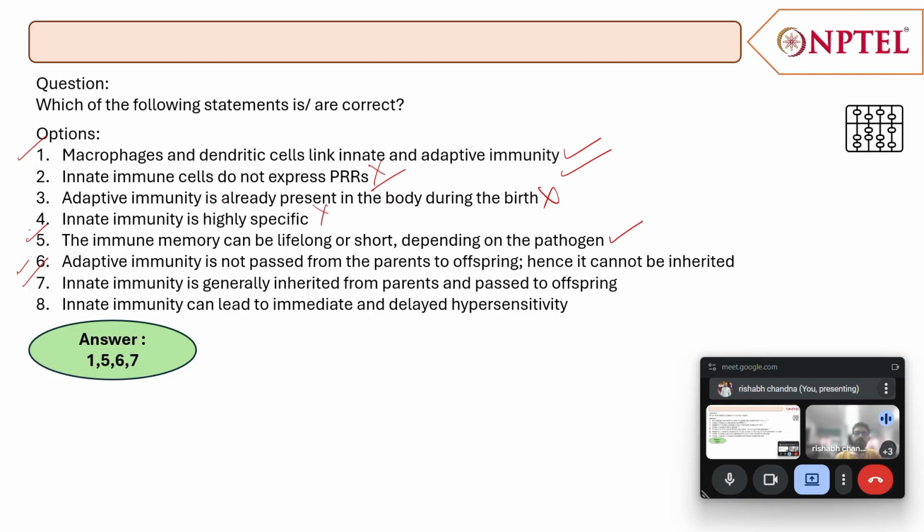Adaptive immunity is not passed from the parents to offspring, hence it cannot be inherited. Yes, this is correct. Innate immunity is generally inherited from parents and passed to offspring. Yes, this is correct. Innate immunity can lead to immediate and delayed hypersensitivity. No, this is the case with adaptive immunity. So the correct answers are 1, 5, 6, and 7. Let's move on to the next question.